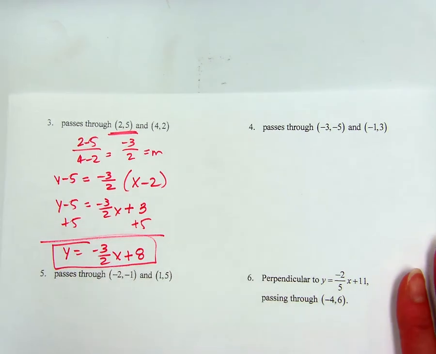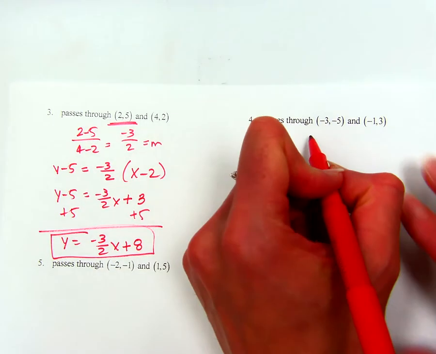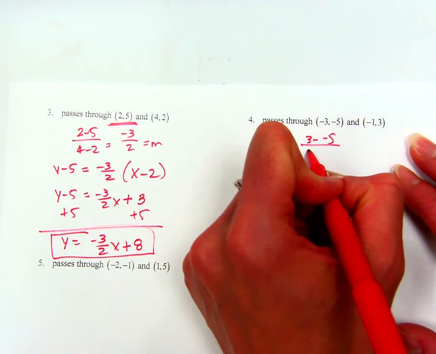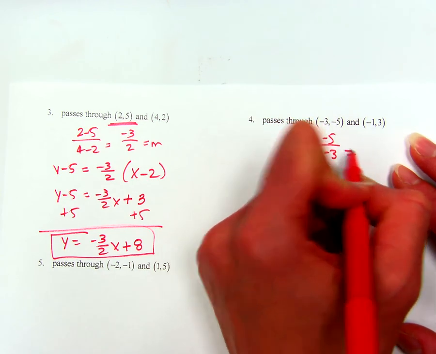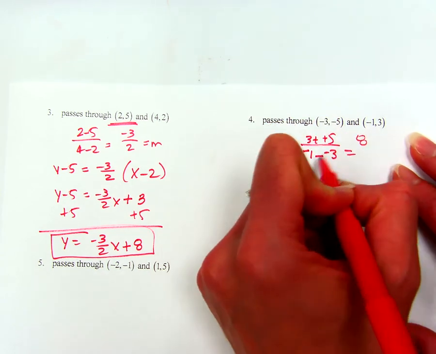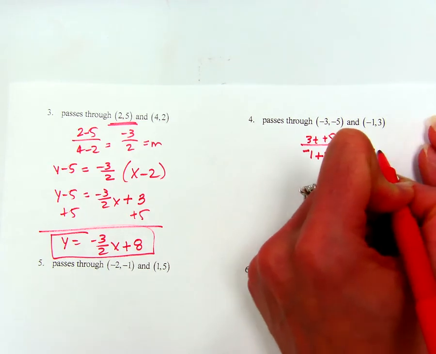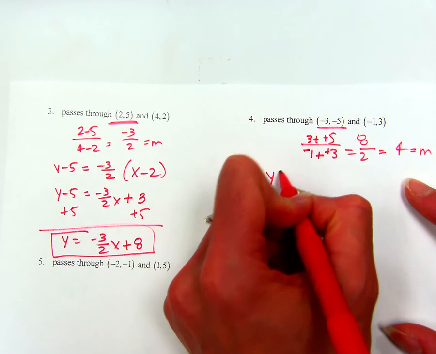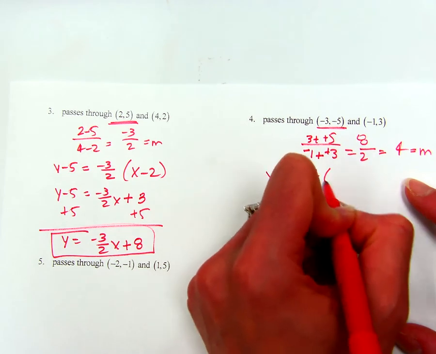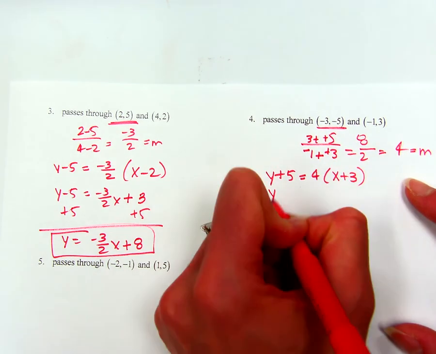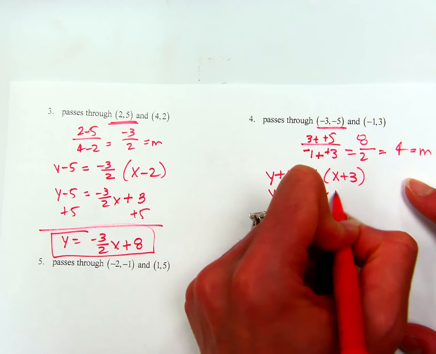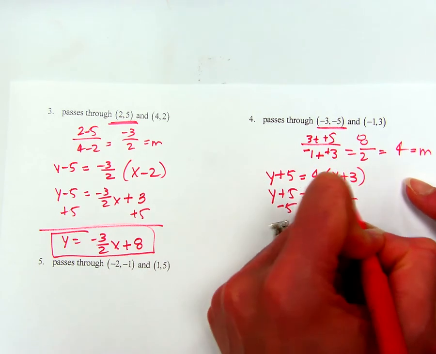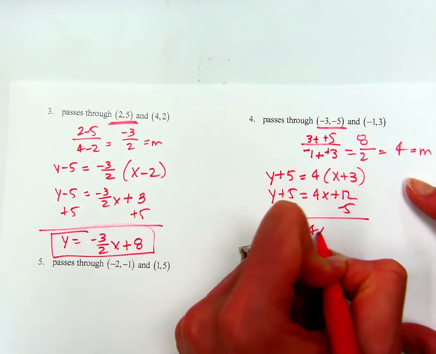Alright, so moving on, 4 and 5 are the same type of problem. So 3 minus negative 5 over negative 1 minus negative 3. So that becomes 8, and this becomes 2. So 8 over 2 is 4. So there's my slope. And I'm just going to take the first point. So y plus 5 equals 4 times x plus 3. So y plus 5 equals 4x plus 12. And if I subtract 5 on both sides, I get y equals 4x plus 7.